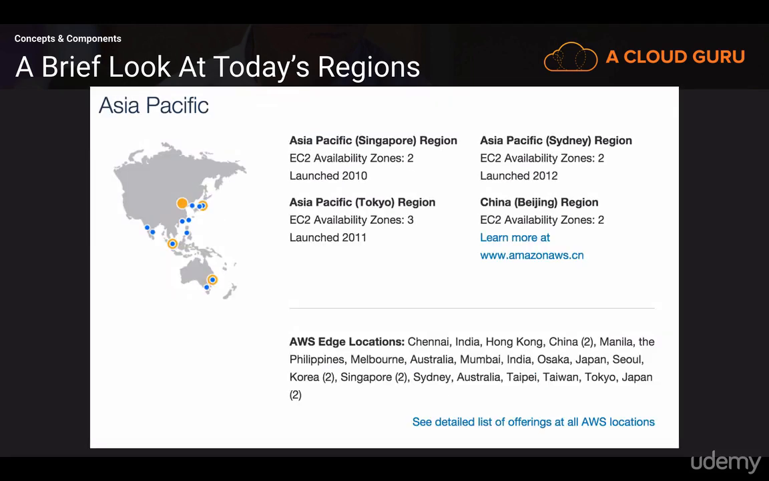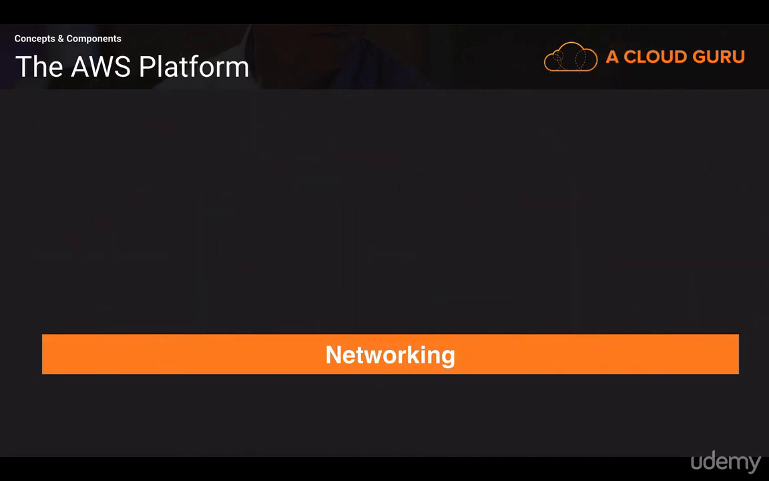In the Asia Pacific region, we have 4 regions available. So these are in Singapore, Tokyo, Sydney, and Beijing. We have the South Korean region that's opening shortly, and then we have edge locations again spread throughout the Asia Pacific region.